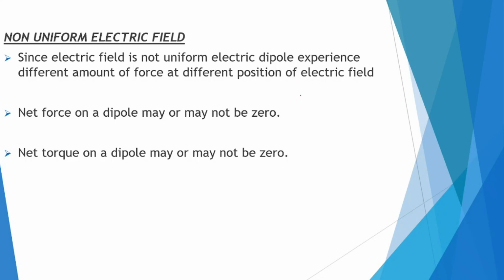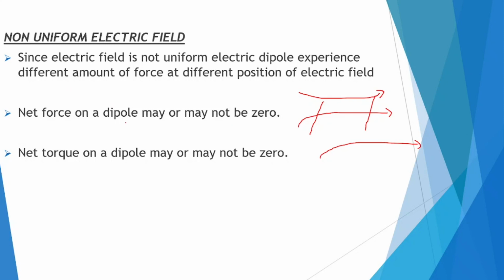So if it is not uniform, it will be like this. One electric field line will be going like this, another will be going like this, and some other will be from here. So it is not at all uniform, and a dipole kept in this non-uniform electric field will experience different force in different parts. If a dipole is kept here, it will experience some force, and it will be different when the dipole is kept here. So we can't say that F net of the dipole is 0.